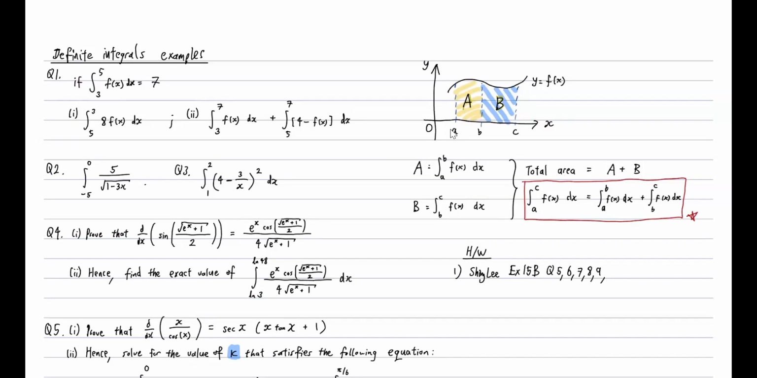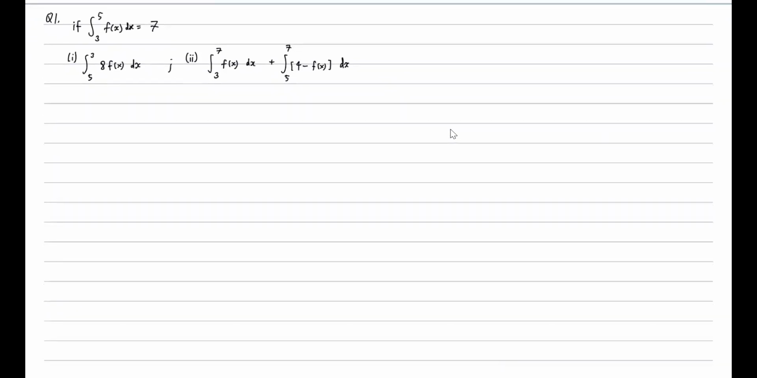Okay. I think I sent you the file already. Or maybe you can try the question first before I review. Okay, given integral from 3 to 5 of f(x) dx equals 7. Part 1, I want you to find integral from 5 to 3 of 8 times f(x) dx.